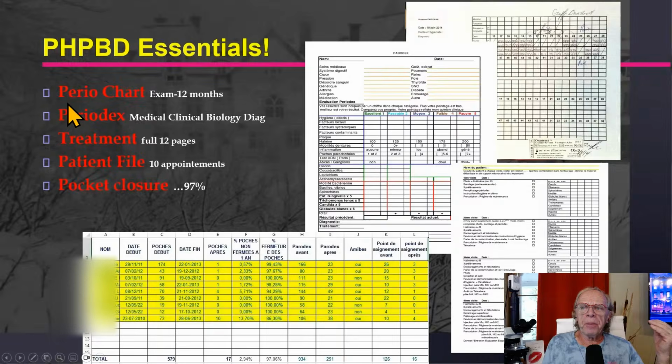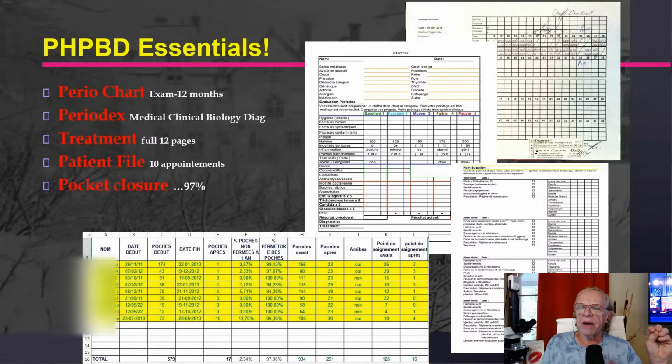which is periodontal charting. So every 12 months, we take all patients, we do periodontal charting to make sure it is cured. No more pocket, no more bleeding. When we do the treatment, we use what we call periodex. So it's this page here where you find medical of the patient, clinical area, and you have the microbiology of this patient. So we call it periodex, paradex.